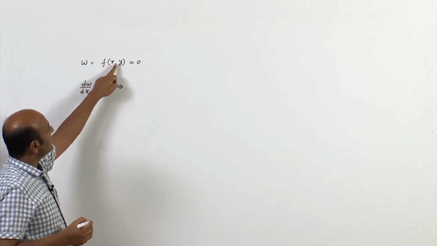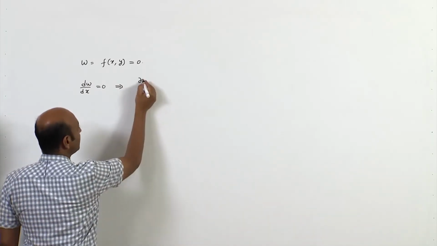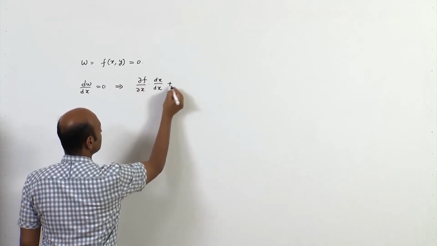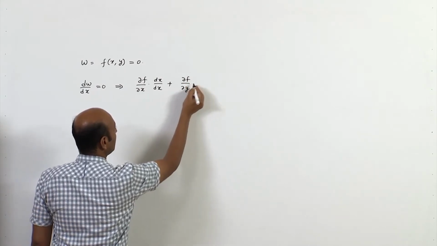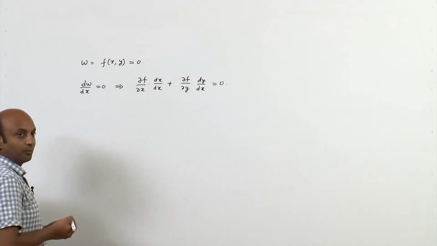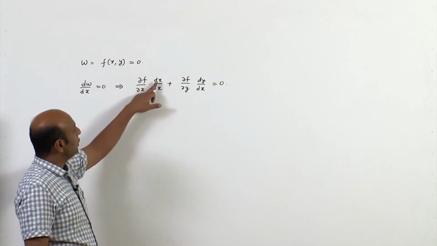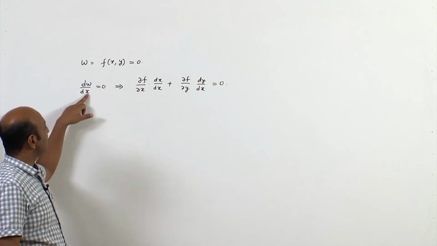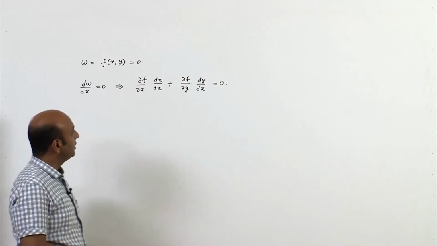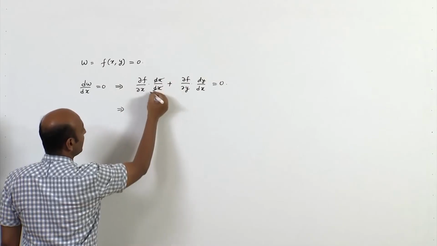Now, what will be dw by dx from here? f is a function of x and y, so we can apply the chain rule here: del f by del x into dx by dx, plus del f by del y into dy by dx, equal to 0. Because we have two unknowns x and y and we are differentiating with respect to x, dx by dx is 1.